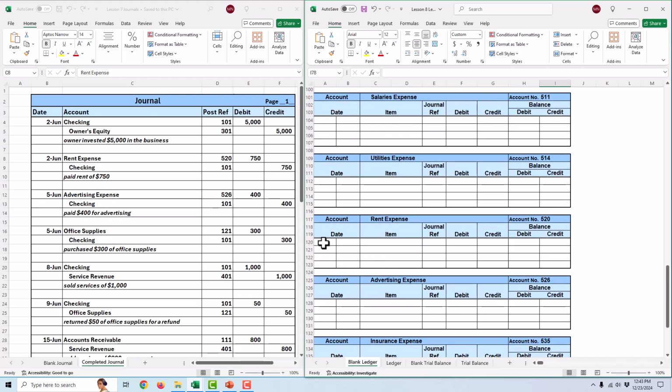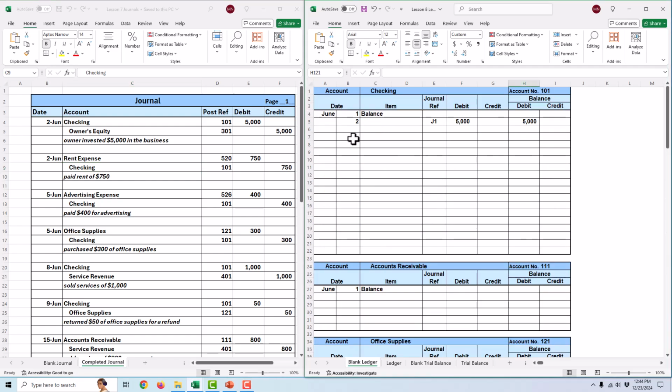So here is rent expense. It didn't have a beginning balance or anything on the first line, so I'm just going to go directly into putting the transaction here. The journal reference is J1. The transaction was a $750 debit to rent expense, and at this point that would also be the balance. And then let's go back up to checking. There was a credit of $750 to checking. So I put the date, the journal reference, and $750 as a credit.